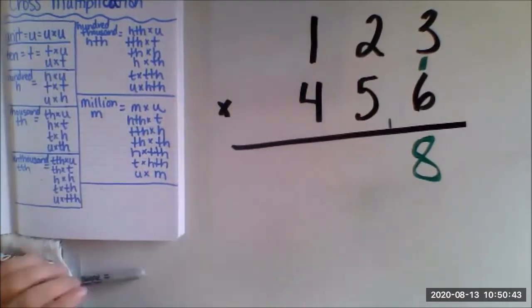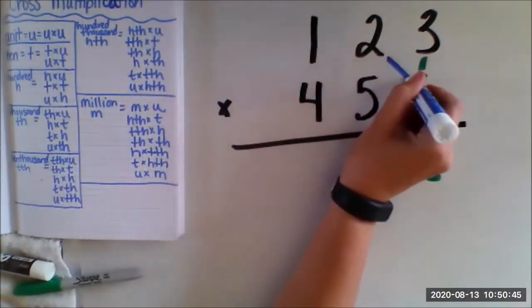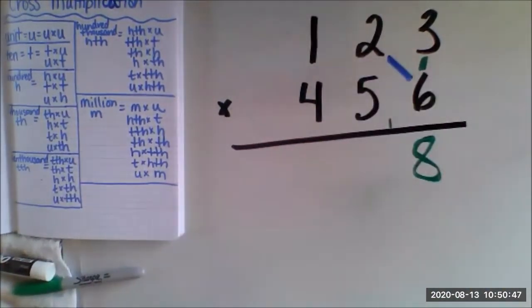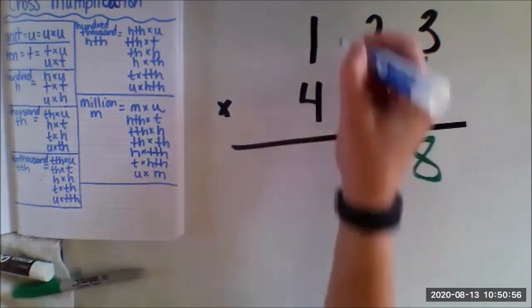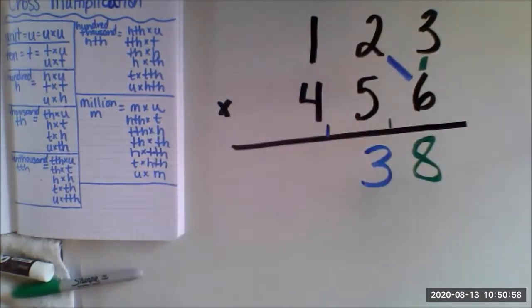So we'll use our blue marker, and we're going to cross that way. 2 times 6. 12. 12, and we still have this little one right here to add in, so that gives us 13. 13, and we'll have a little 1 left over right there.